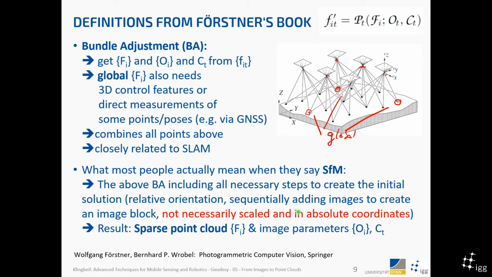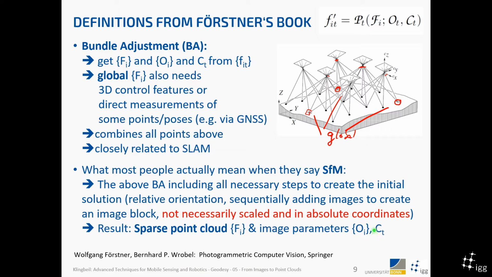It's not necessarily scaled and in absolute coordinates, right? Structure from motion can also result in a 3D structure which is not on the correct scale and which is not having absolute coordinates. The result of this structure from motion is a sparse point cloud. Yeah, that's what it's called. So it's a set of these feature points in the object space, the image parameters, meaning the position and orientation of the camera, and the camera calibration parameters.